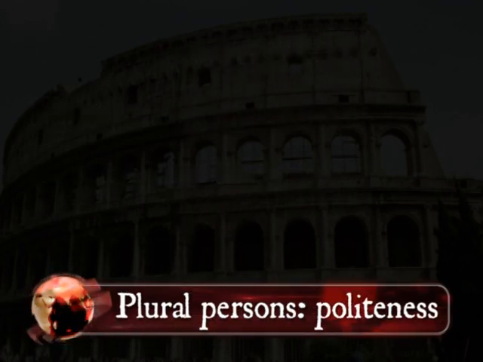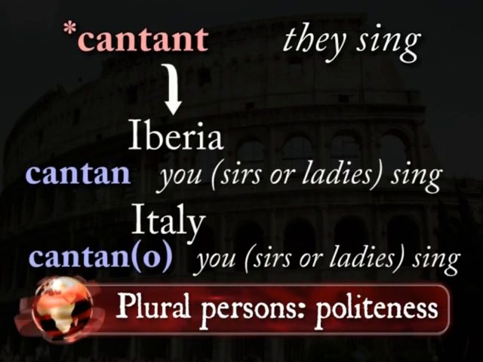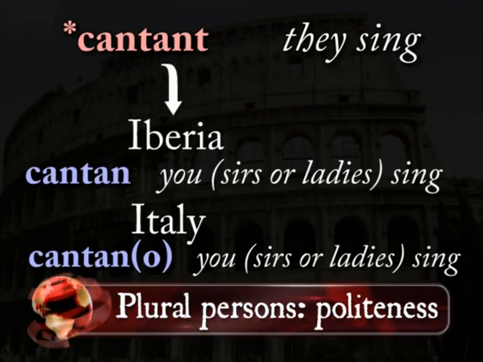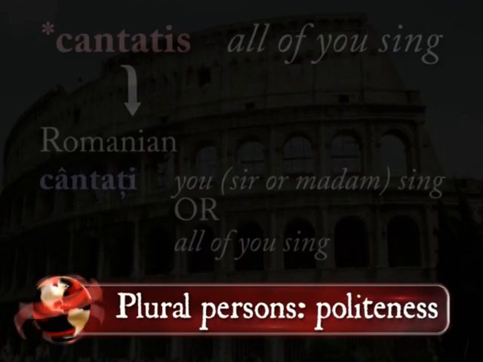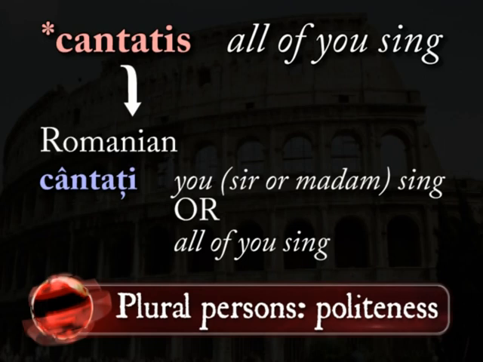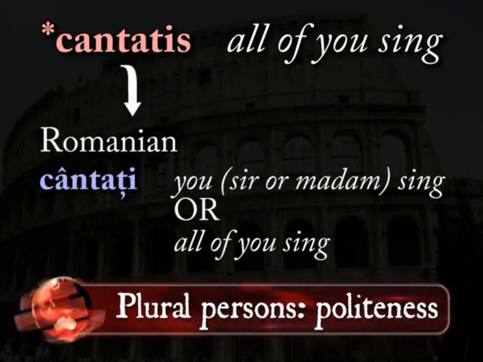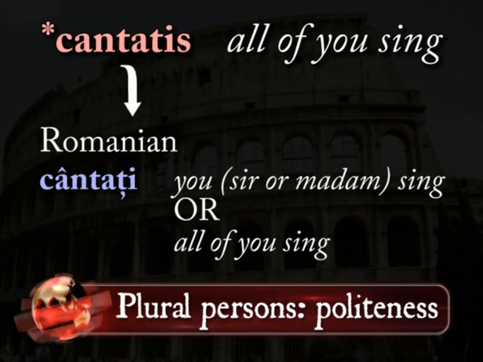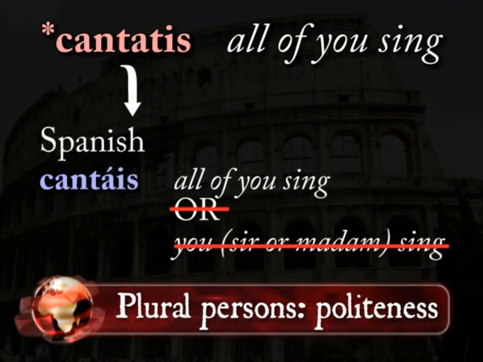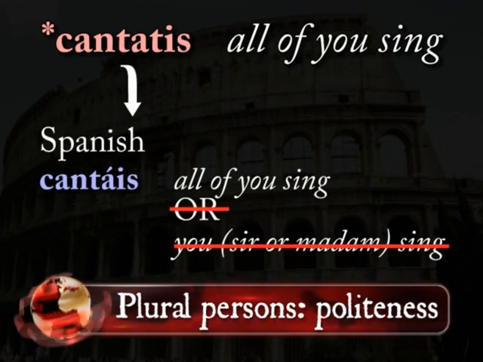Politeness matters in the plural too. To address a group of people politely, some languages use cantant. French, Romansh, and Romanian use the second-person plural verb to address one of you politely, or a group of you in any way. Cantats. But the same isn't true of Spanish cantáis, which is only an informal way of saying all of you sing.